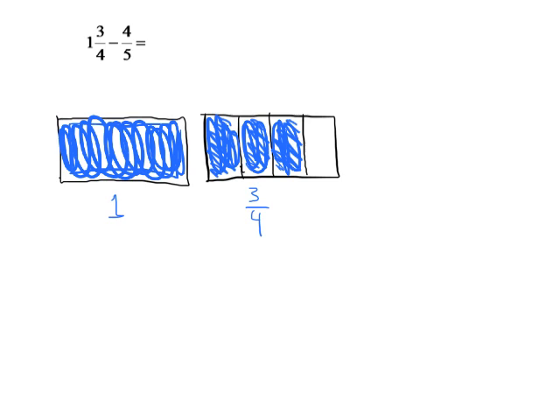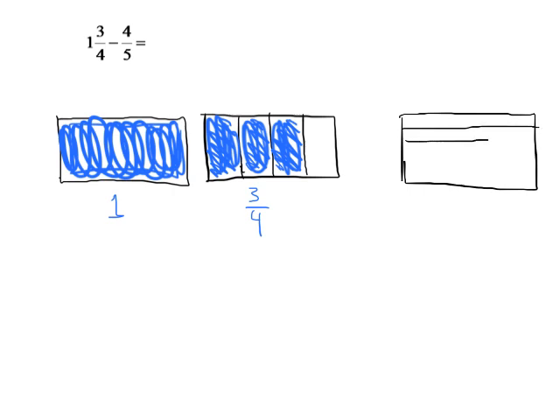Now we're supposed to subtract 4/5. If I wanted to, I would draw another rectangle way over here to show you what 4/5 would look like, and of course we would do it horizontally. 1, 2, 3, 4, 5, and then I would shade in 4/5. So let me shade in 4/5. 1, 2, 3, 4. There's my 4/5.